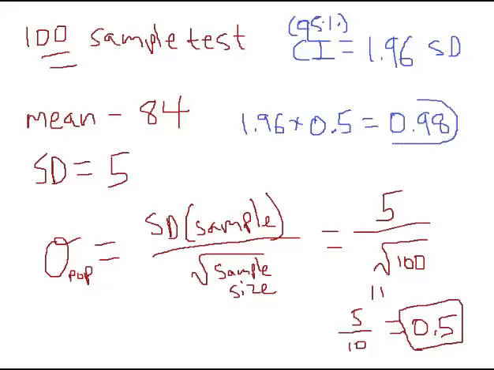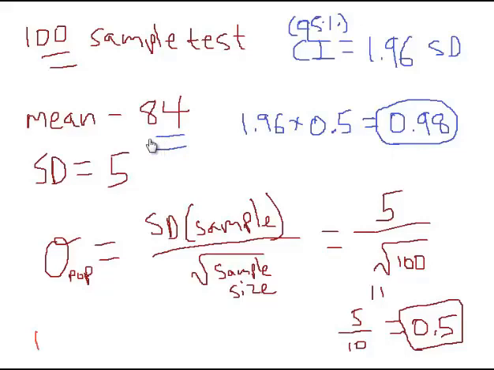0.98, which means that if this is a real-life scenario where we took 100 people and the standard deviation was 5, we could estimate that there is a 95% chance that the real mean of all the people that are ever going to take this exam, assuming they're randomly distributed, would be within 0.98 of the 84. In other words, it would be 84.98 at the high, and at the low would be 83.02. It would be the population mean.